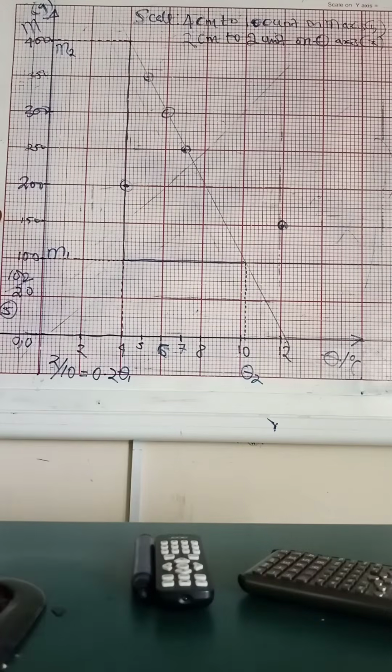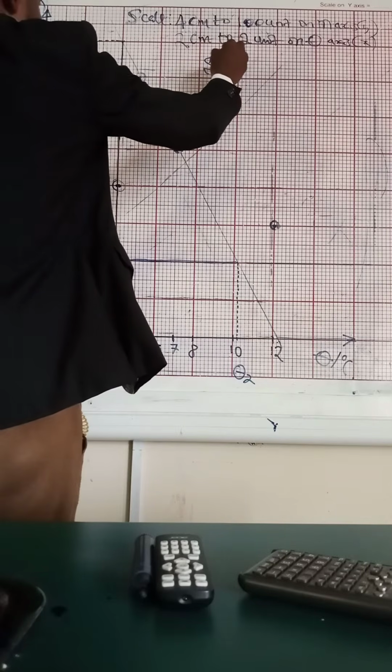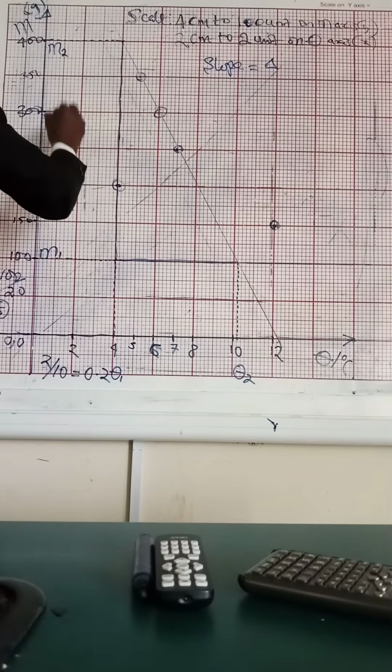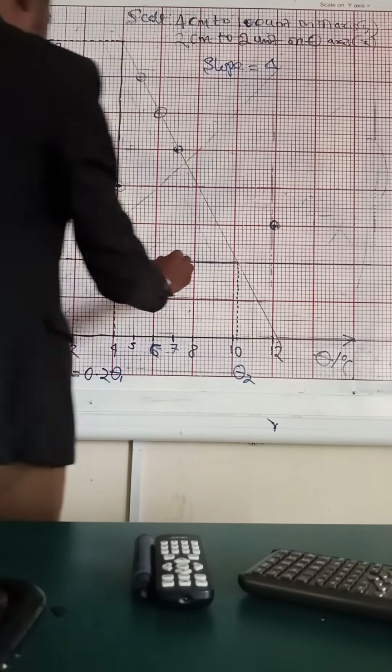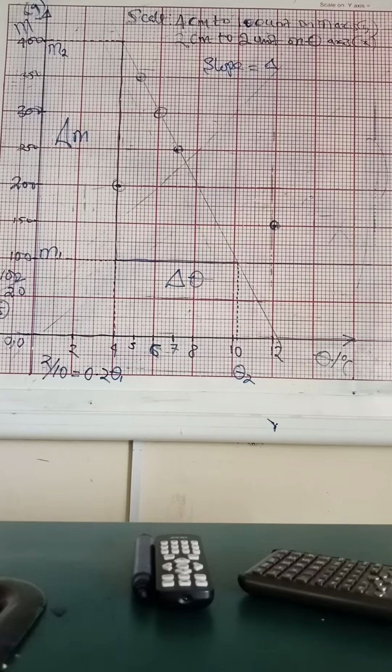So what is the slope of your graph? Let's write. The slope of your graph is given as change. So this way we call it change in M. And here we call it change in theta. Replicate what I am doing on the board exactly in your notebook. This is a standard for all straight line graphs in physics. I give you time to look at it very well so that you will take notes.